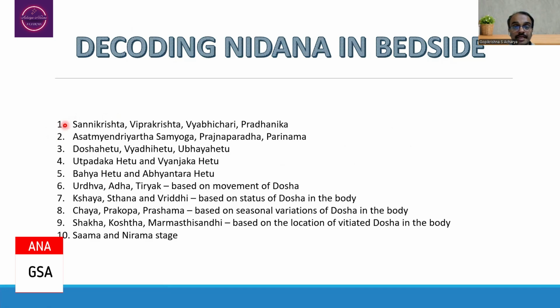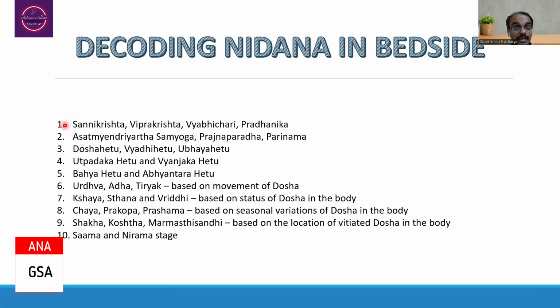Among them, Sannikrishta, Viprakrishta, Vyabhichari and Pradhanika is one set of classification. Asatmendriyartha Samyoga, Prajnaparadha, Parinama is another set of classification. Dosha Hetu, Vyadhi Hetu, Ubhaya Hetu is the third set. Utpadaka Hetu and Vyanjaka Hetu, Bahya Hetu and Abhyantara Hetu.